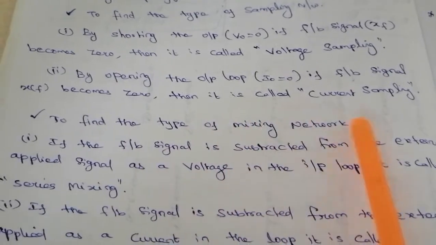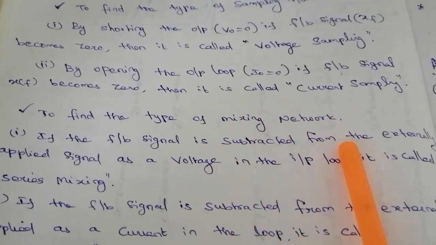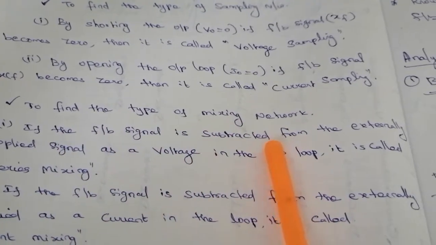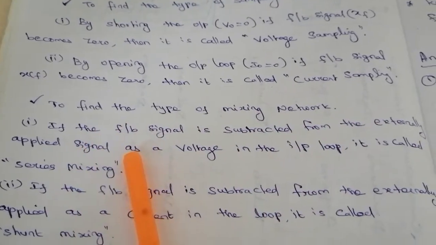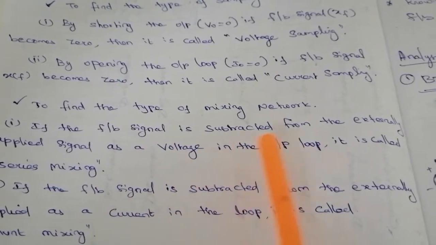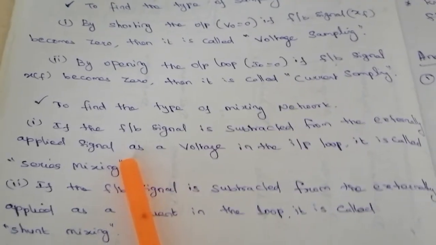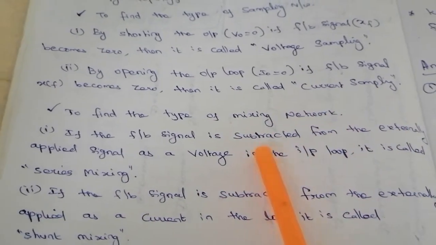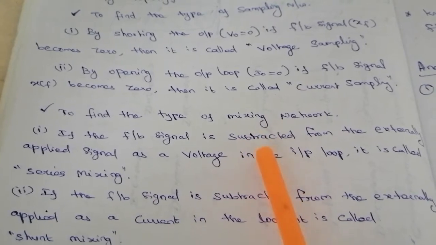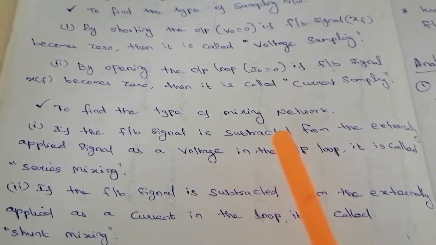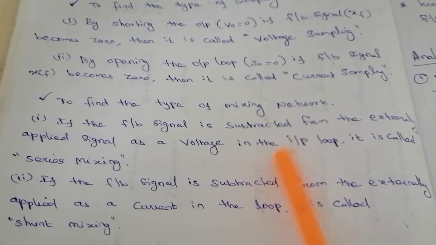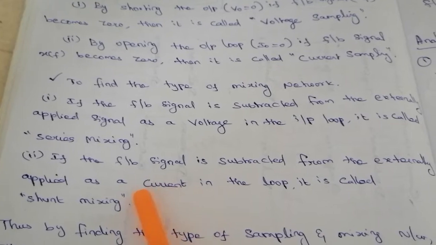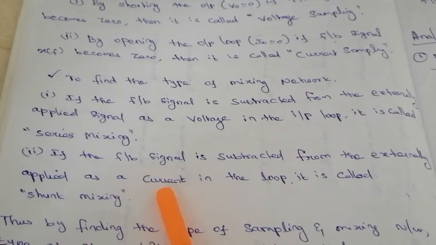Next, to find the type of mixing network. Mixing network means it may be a series mixing or shunt mixing. If the feedback signal is subtracted from the externally supplied signal as a voltage in the input loop, it is called the series mixing. So the feedback signal is subtracted from the applied signal as a voltage, then it is a series mixing. Whereas if the subtraction is a current, it is a shunt mixing, right? Current in that loop means it's called a shunt mixing.